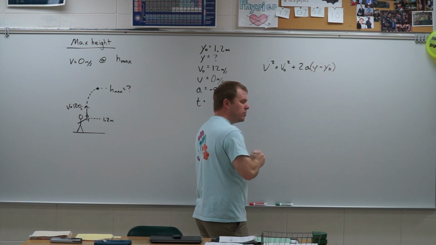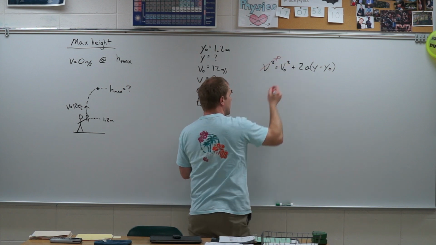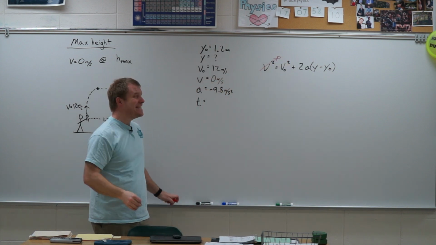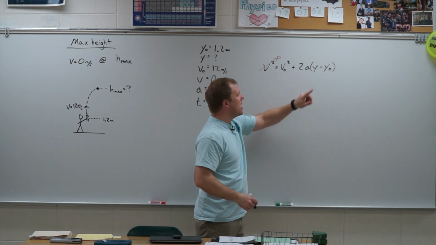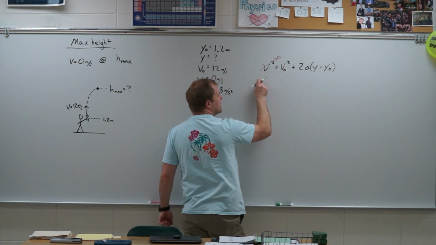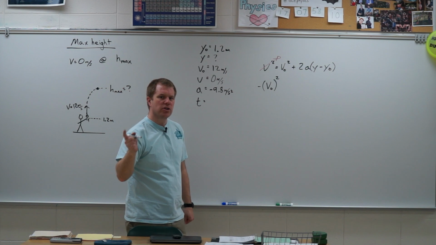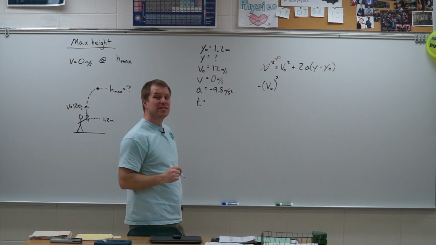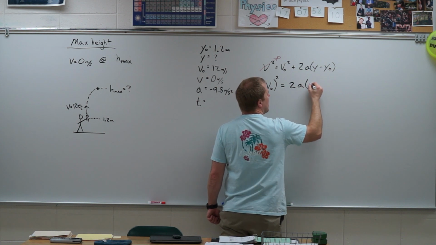And what we're going to do now is cross out anything that's 0. So the final velocity, the velocity up at that maximum height, is 0. Okay, and we need to solve for y final. So I'll subtract this v naught squared over. So I have negative v naught squared. Now I'm going to put those parentheses on there just to make sure you know that that negative sign is outside the square. Equals 2a times (y minus y naught).